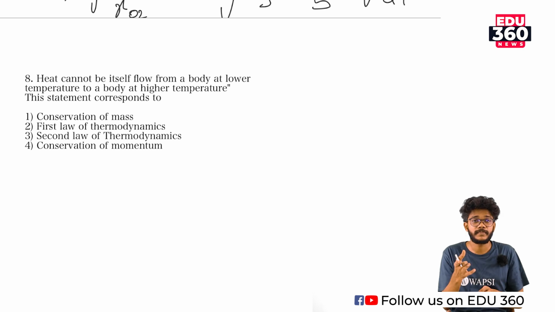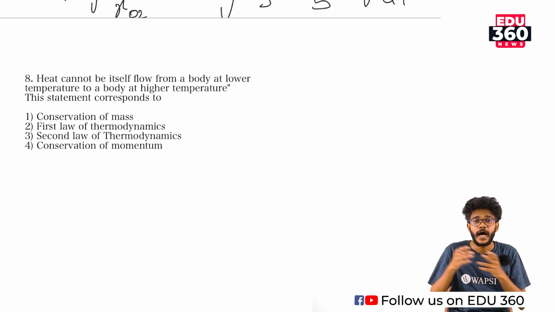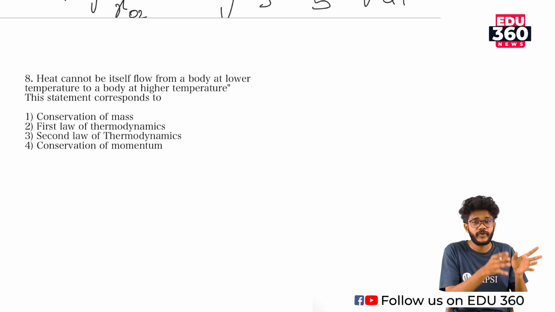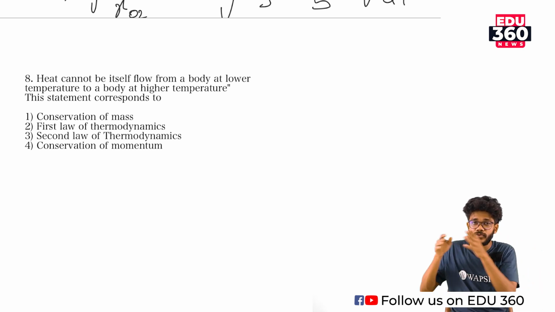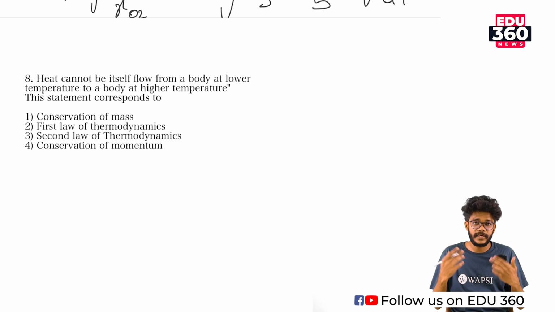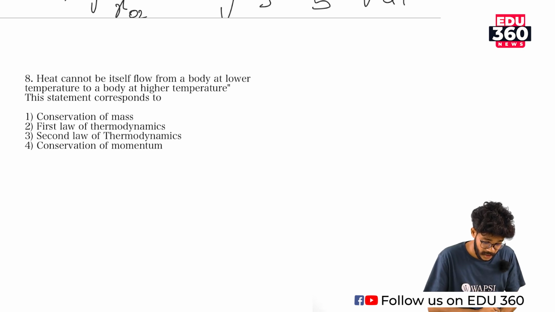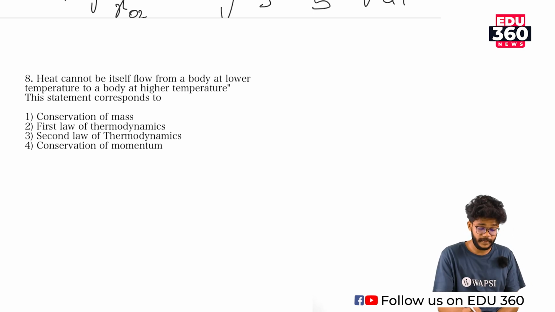This is the basic principle of a refrigerator. The heat should flow from low energy to high energy. Low energy is inside the refrigerator and high energy is the outside. So energy should flow from inside the refrigerator to the outside. In that case, we need to give additional energy in the form of electrical energy. Okay, so this is the second law of thermodynamics.